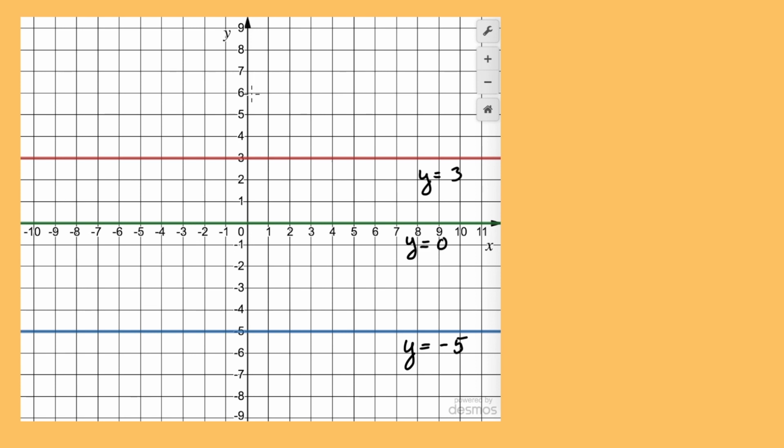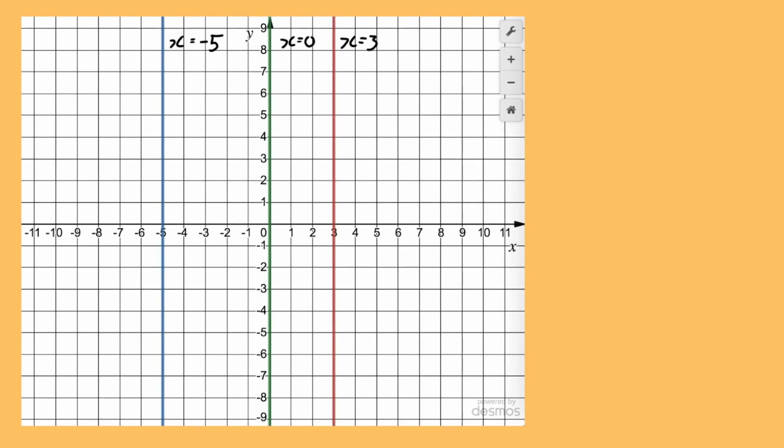In order to draw a line graph of, say, y is equal to 7, simply do what you always do. Find the y-intercept, that's 7. The gradient is 0 because there is no x in the equation, so we just draw a horizontal line parallel to the x-axis. Notice that all points on the line have a y-coordinate of 7. They all follow the rule y is equal to 7.